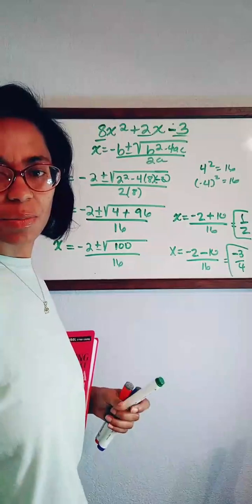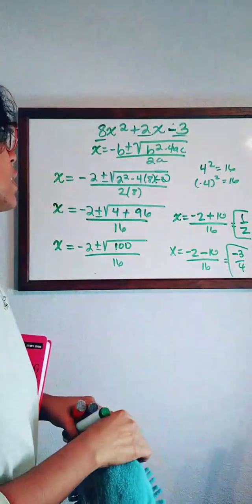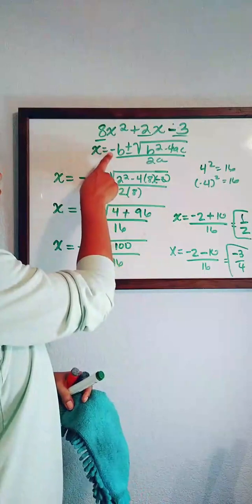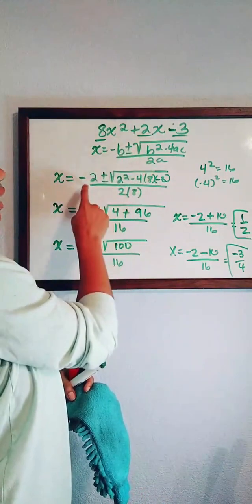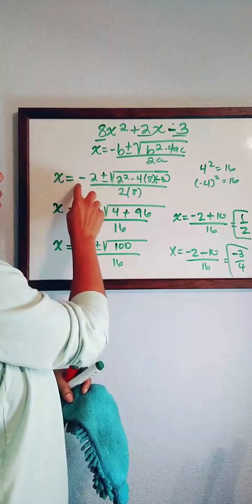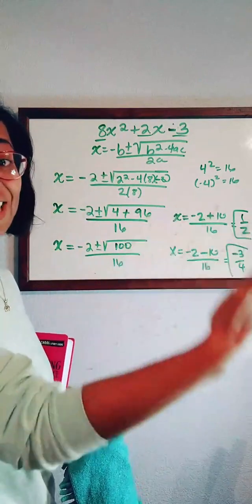How did I get negative 2 in the second step? Because this right here is the formula. It's supposed to be a negative b. So that means any number you put right here, you have to make sure that you put the negative in front of it. Even if it's a negative 2, it would be negative 2.